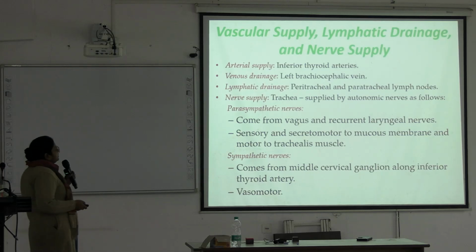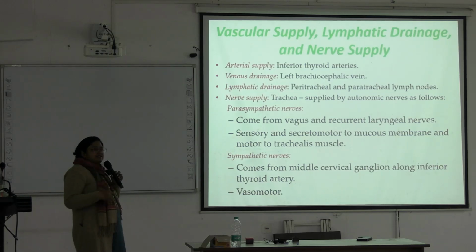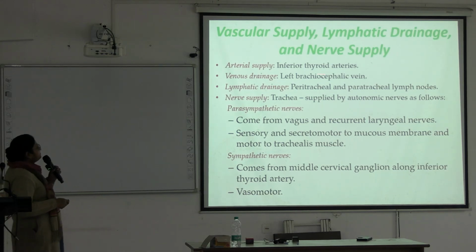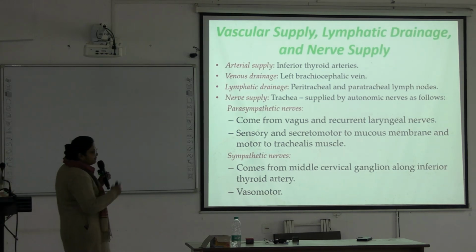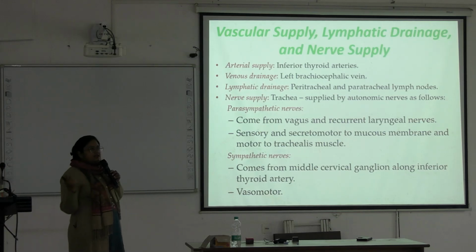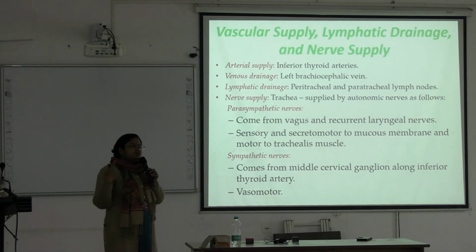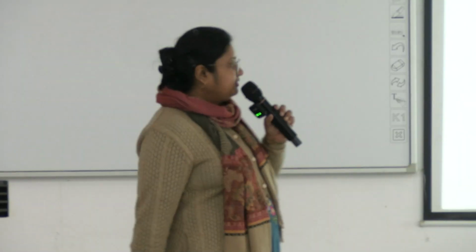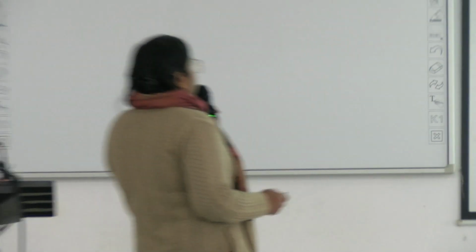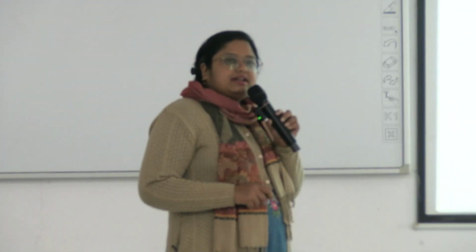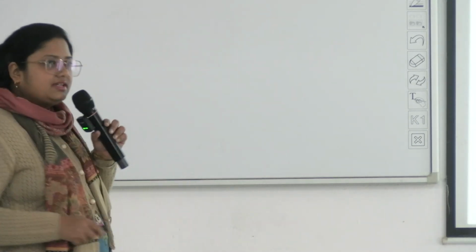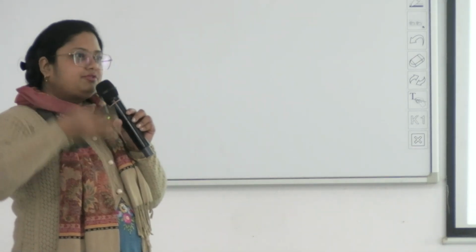Next we are going to arterial supply, venous drainage, lymphatic drainage and nerve supply. So arterial supply is by inferior thyroid artery. You have seen the location of thyroid gland, which is supplied by two arteries, superior and inferior thyroid arteries, and drained by three veins, superior, middle and inferior thyroid veins. So arterial supply is from inferior thyroid arteries. Venous drainage is via left brachiocephalic vein. You have seen it is crossing just over the trachea.